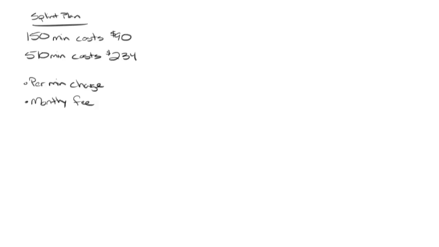All right, we're asked to find an equation or a linear model for this phone plan. We're told that 150 minutes costs us $90 and 510 minutes costs $234. And in this situation, there's a per minute charge and a monthly fee. All right, let's figure this out. What can we do first?